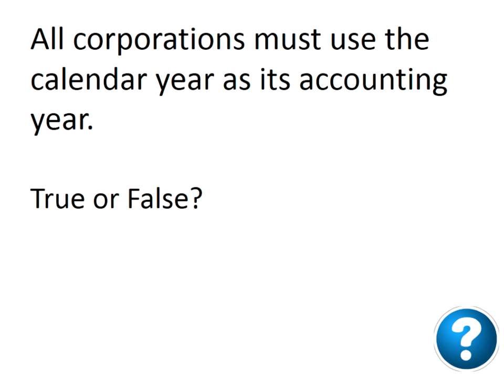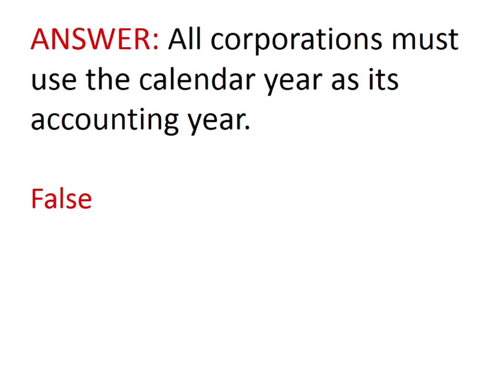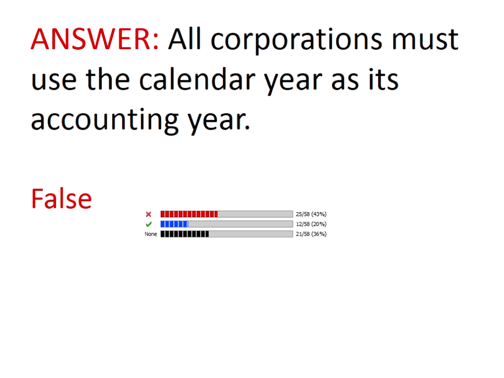On this one, why don't we go ahead and put up the answer and then put up the poll? The answer is false. The reason it's false is a corporation can use any 12-month period as a year. It determines the year that makes most sense for it.